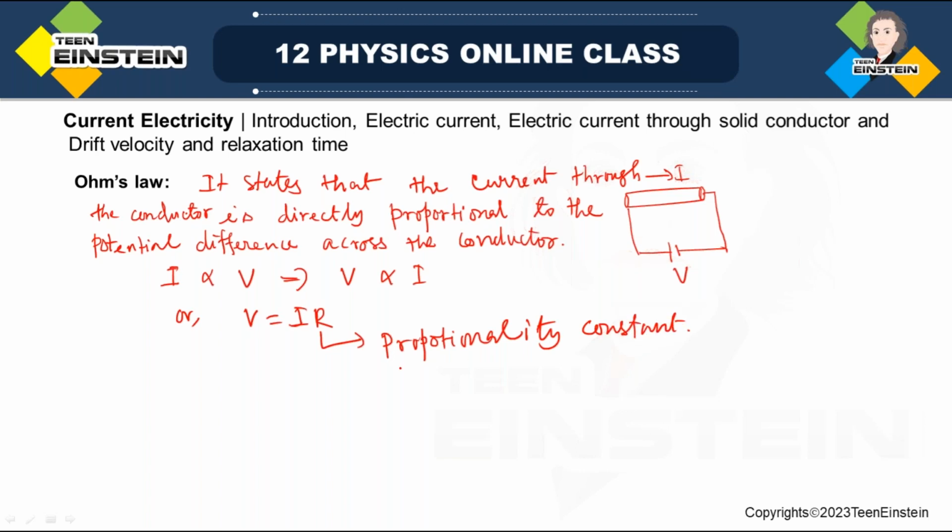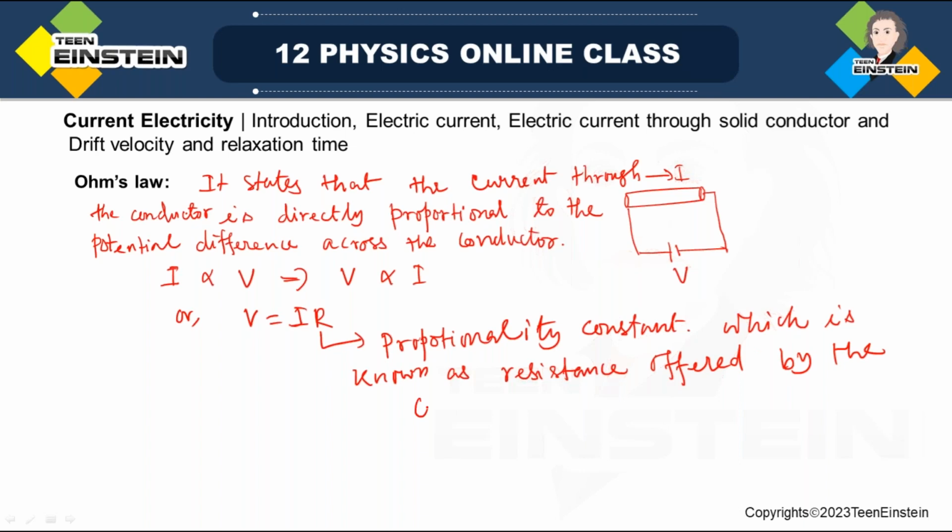This proportionality constant is known as the resistance offered by the conductor. So this is the resistance offered by the conductor.